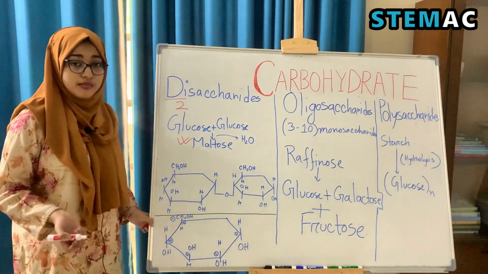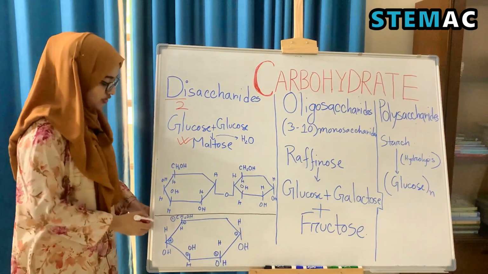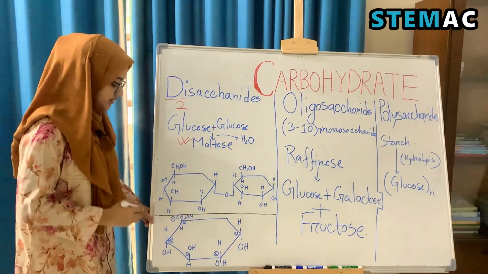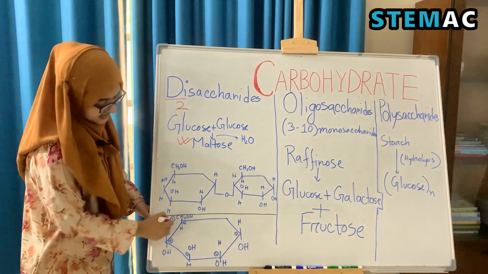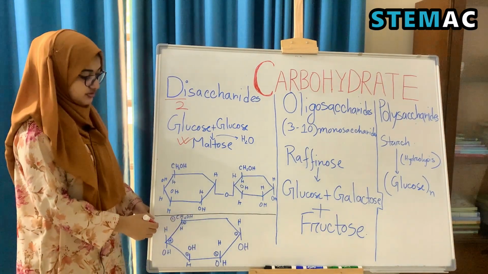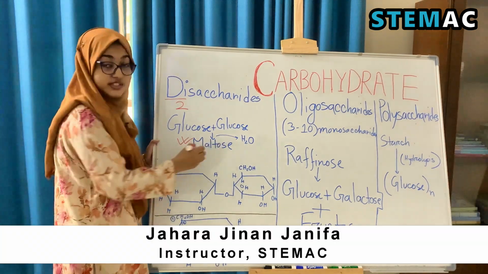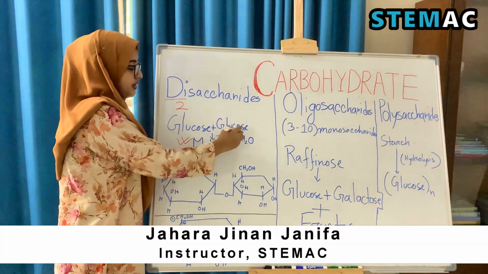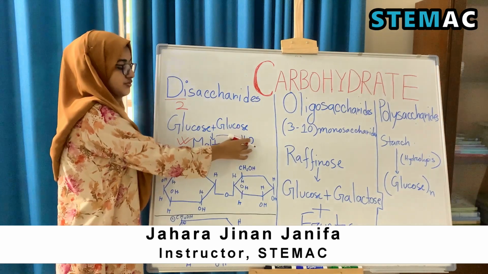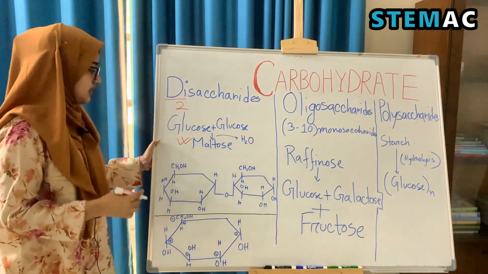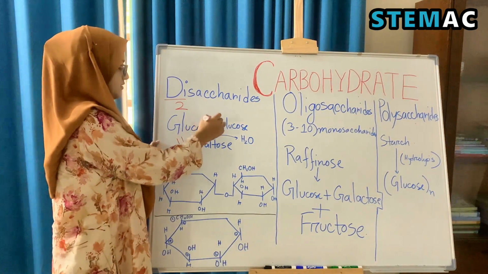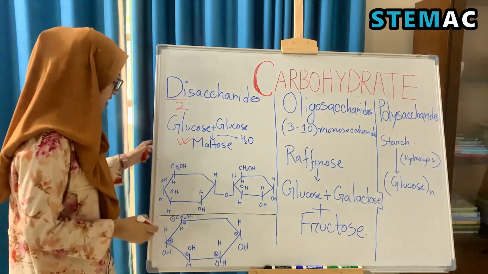So what is the normal ring structure of glucose? We already saw the chain structure. So here we can see the normal structure of glucose. What happens when maltose is formed? When maltose is formed, H2O or water is lost from the 2 glucose in the reaction.